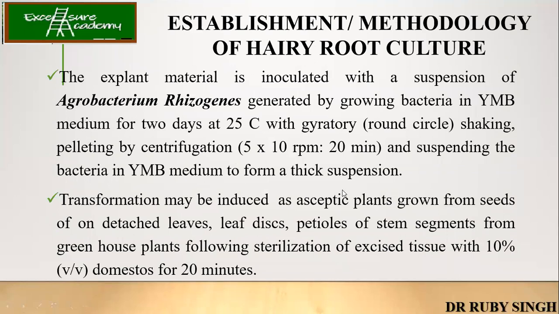Now, how exactly is this done? This is the procedure which we are going to discuss now. The explant material is inoculated with a suspension of the bacteria, rhizogenes, with a small r, generated by growing bacteria in YMB medium for 2 days at 25 degrees Celsius with gyratory shaking. What does it mean? It means in the incubator, you will have a shaker rotating at around 180 to 200 RPM.